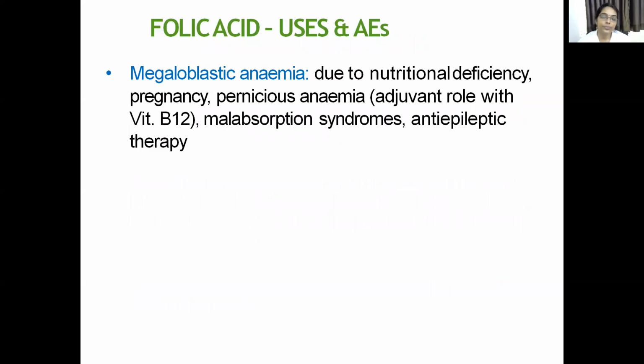So uses are, see, megaloblastic anemia. This can occur because of nutritional deficiency. When it is because of nutritional deficiency, supplement oral folate 2 to 5 mg per day. Then if the deficiency is more, you can give parenteral 5 mg per day. Then in pregnancy there is increased demand, so you have to give it.